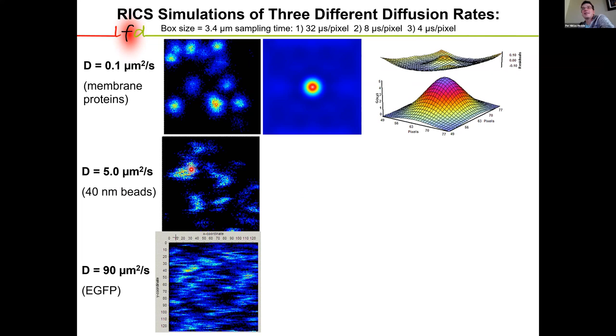The next row is a simulation of diffusing molecules at 5 micrometers square per second, which, for example, could be beads in an aqueous solution. And now you can already see that there is some distortion in the image. This is because you're scanning the image line by line, but at the same time, the particles were able to move to a different location. That is why you get this distortion in the pattern.